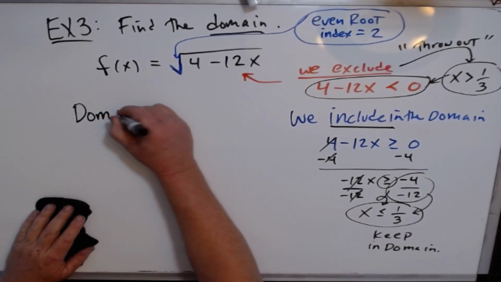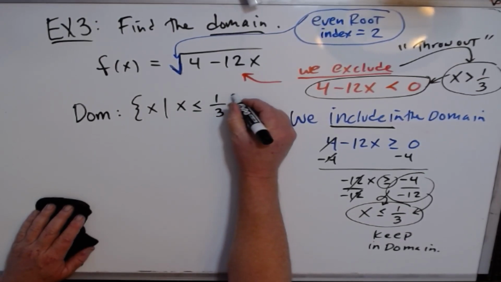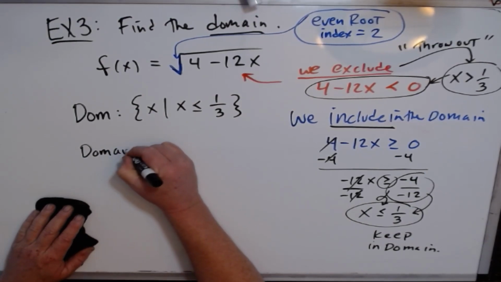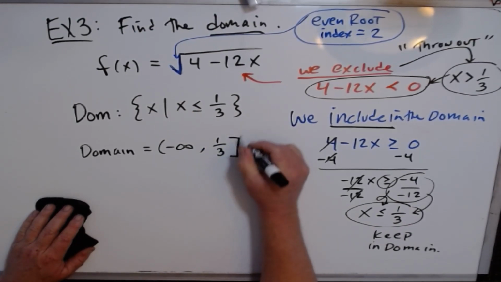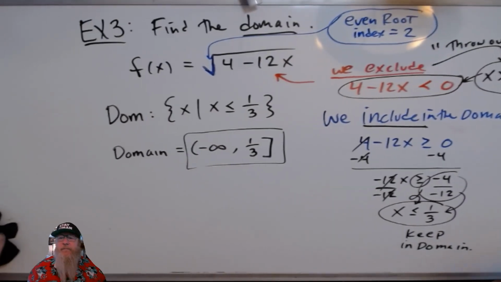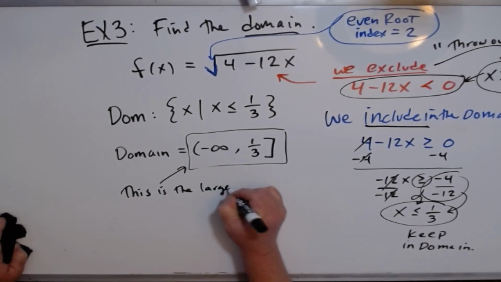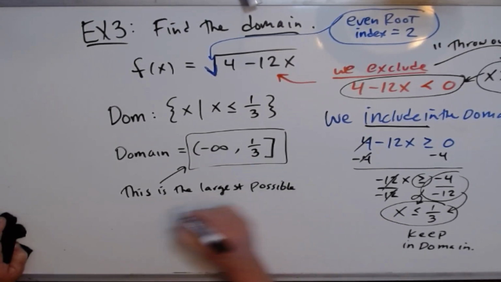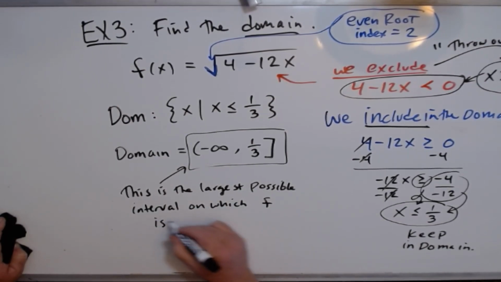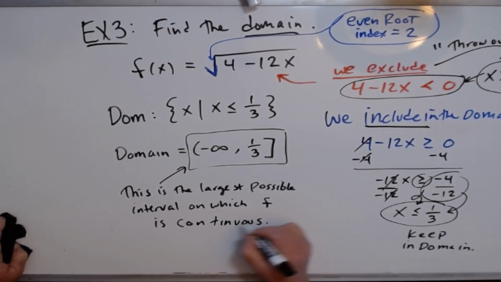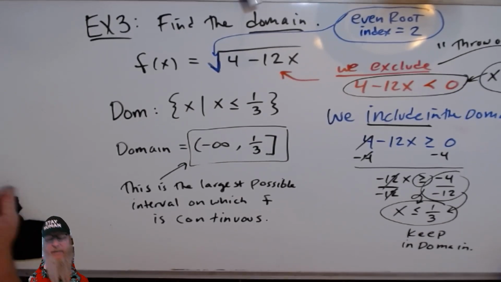So the domain is the set of all x such that x is less than or equal to 1/3. As an interval, that's negative infinity to 1/3 with a square bracket. And so by the theorem, this is the largest possible interval on which the function is continuous. If you go outside of that interval, it will not be continuous. This is the largest possible interval.